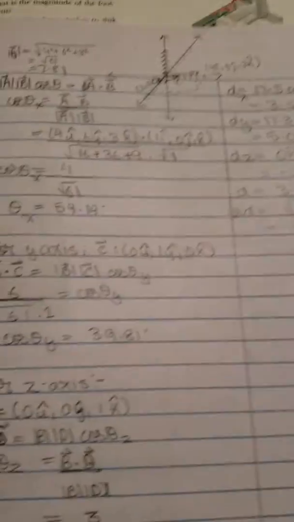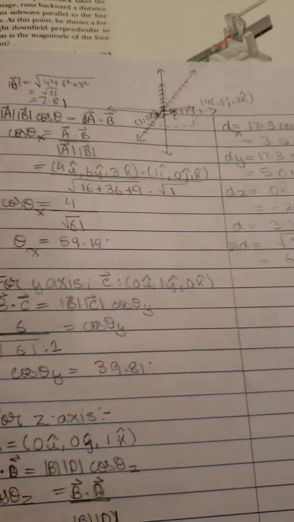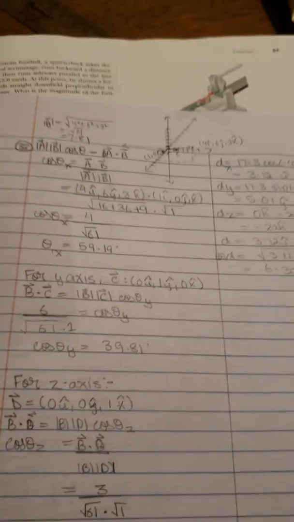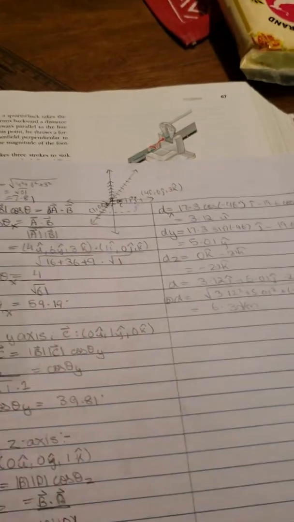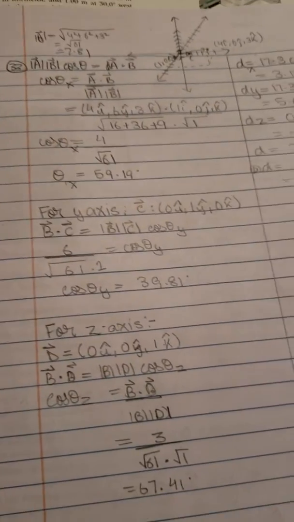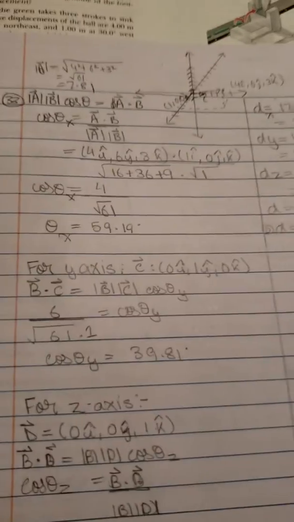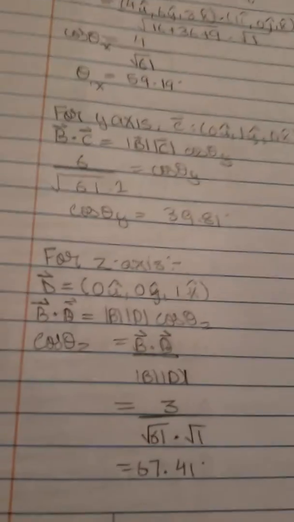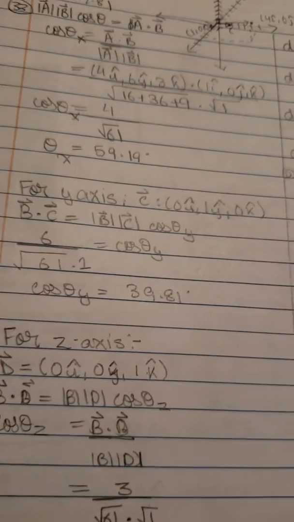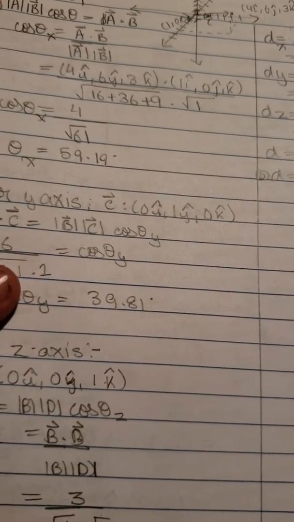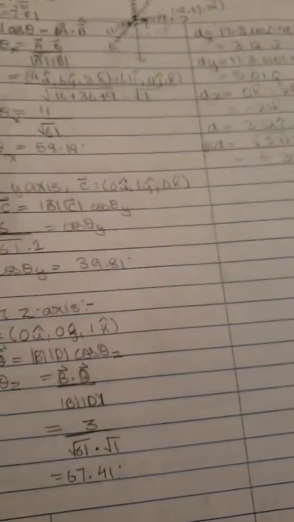For the y-axis, I used a similar procedure, except instead of choosing the vector along the x-axis, I chose it to be along the y-axis. So its components were 0 i hat, 1 j hat, and 0 k hat. And then B dot C would be equal to the magnitude of B times the magnitude of C times the cosine of the angle between them. Rearranging this equation for cosine of theta and solving for theta, I got that theta equals 39.81 degrees.